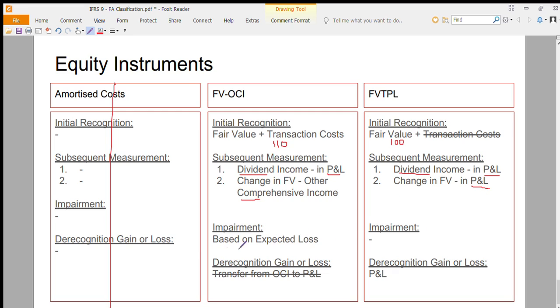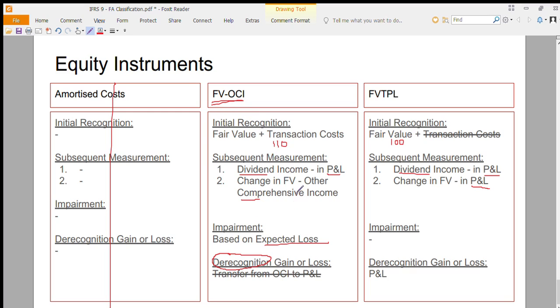Finally, impairment, again we'll have to go through the expected loss model. There will be no impairment in fair value through profit and loss. And here derecognition is the most unique part for an equity instrument in IFRS 9. Any profit or loss at the time of derecognition cannot be transferred to P&L if an asset is classified as fair value through other comprehensive income.